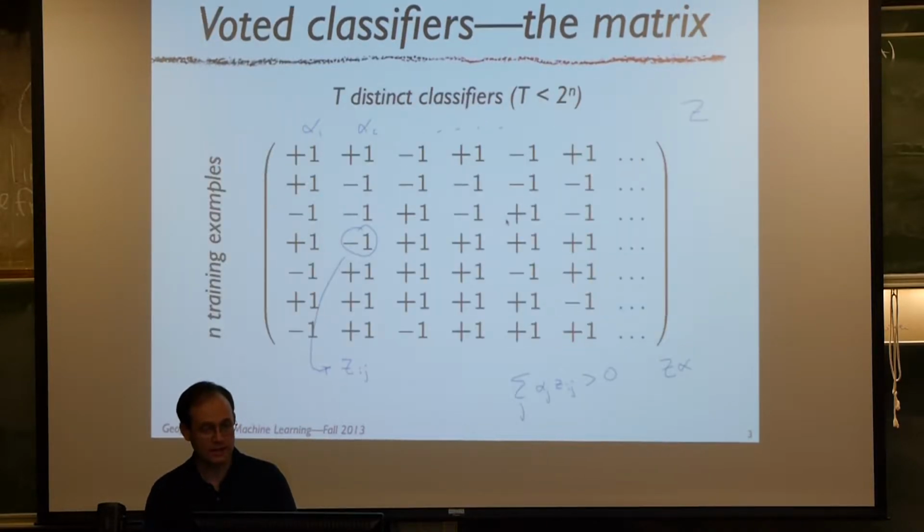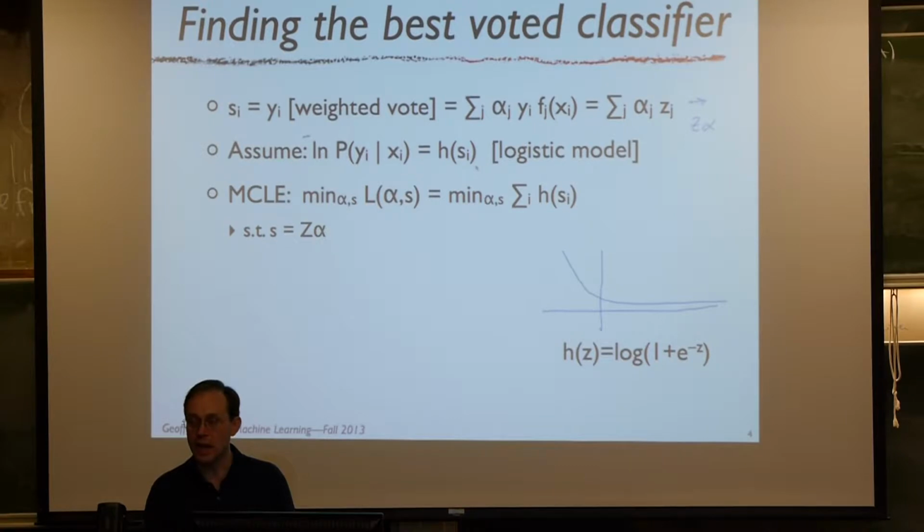So going back to here, this matrix is ridiculously large typically. We might have 1 million training examples, and then there could be as many as 2 to the million different classifiers on those training examples. So we are not going to be writing down this matrix. But at least conceptually, if we can solve this optimization problem, then we'll do a good job. All right? So everybody happy with the setup?